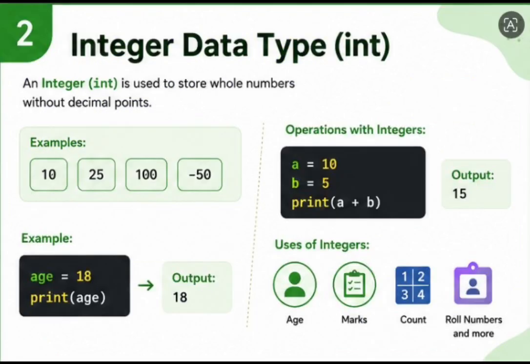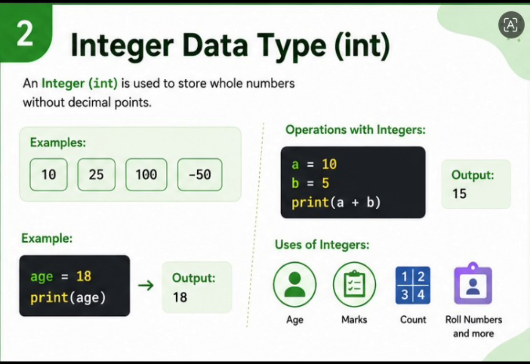Now we know what a variable is. Let's talk about the types of data we can put inside them. The first one you need to know is the integer, or int for short. An integer is simply a whole number. It cannot have a decimal point. It can be positive like 10, 25, or 100, or it can be negative like -50. As long as it's a complete round number, it's an integer.